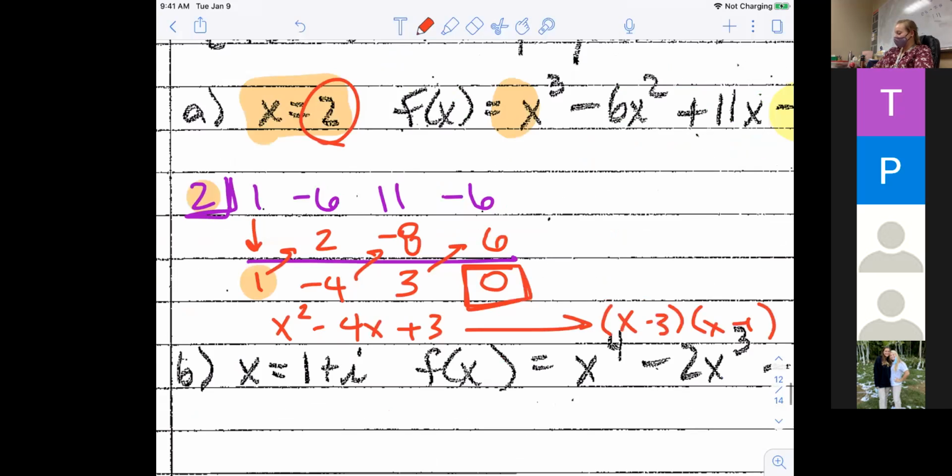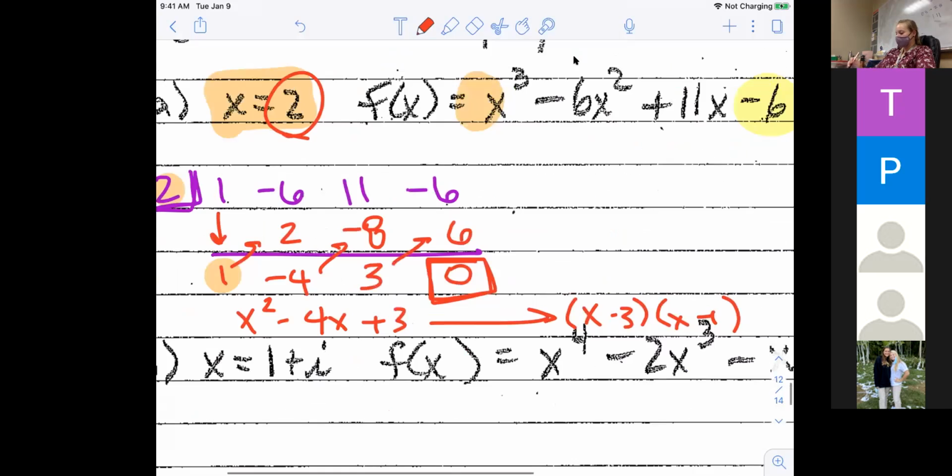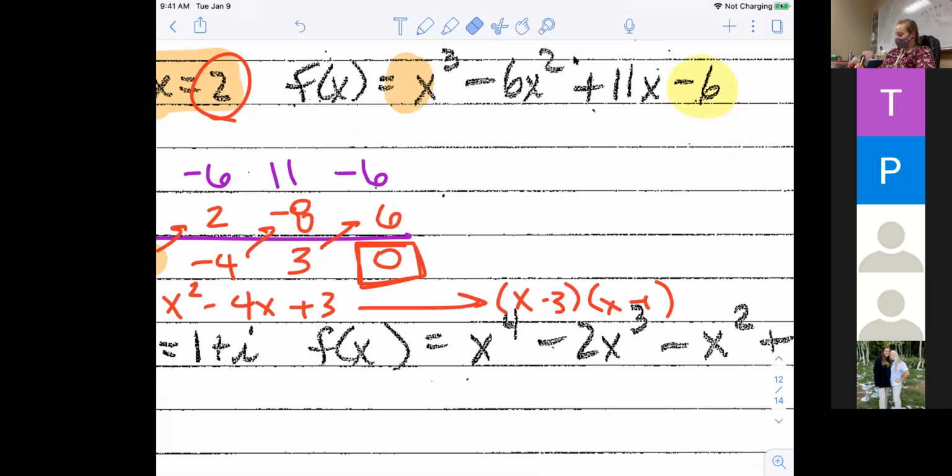Awesome. X minus 3, x minus 1. And so what are my zeros? 1 and 3. Awesome. 1 and 3. And then we also have to list the 0 that was given to us. So we're also going to list my 0 of 2, 1, and 3.